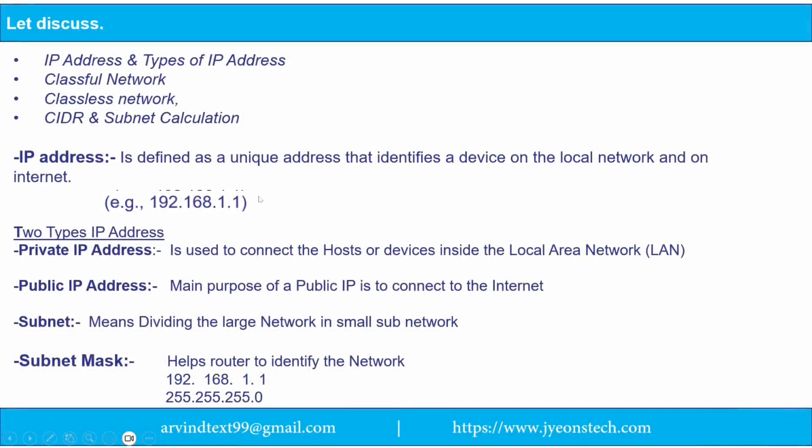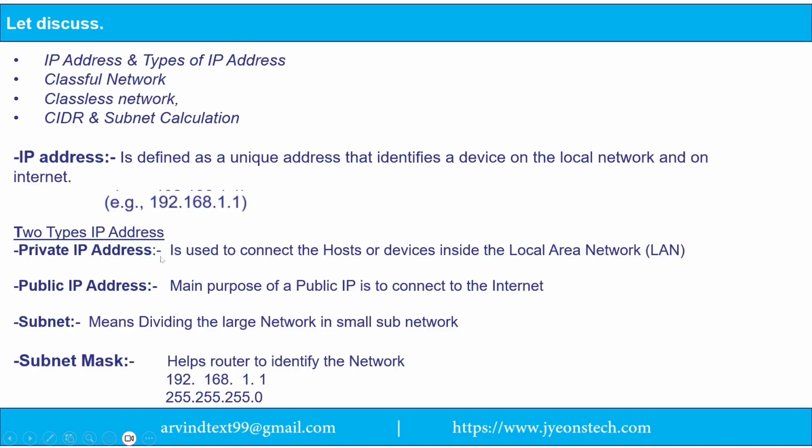Before moving on, let's discuss the IP address and types of IP address, classful network, classless network, CIDR and subnet calculation. So what is an IP address? An IP address is a unique address that identifies a device on the local network and on the internet. For example, an IP address is written in this format: 192.186.1.1. There are two types of IP address: the private IP address and the public IP address.